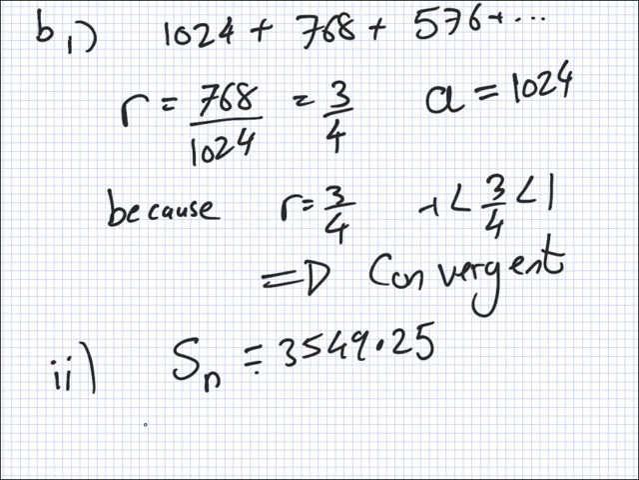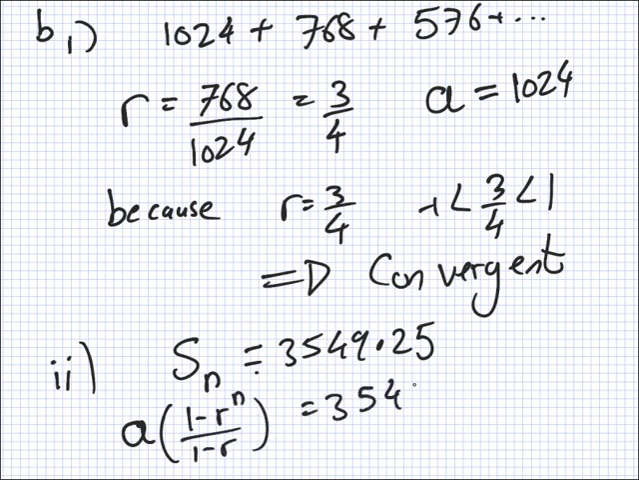Sn equals... that's n over 2 for the AP. For the GP it's A times 1 minus r to the n, over 1 minus r. That's equal to 3549.25.